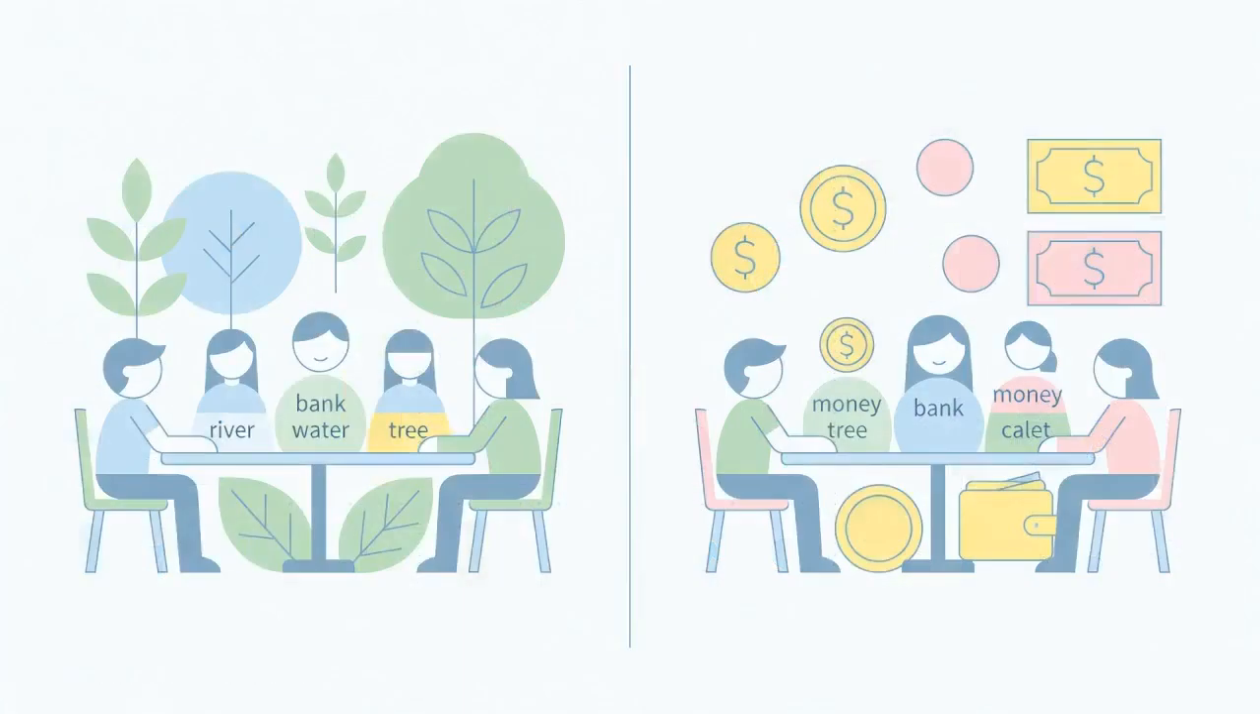Here's the clever part. The same word can sit at a different table depending on the situation. The word bank near river sits with nature words, but bank near money sits with finance words. The vector space captures these different meanings just by where the word is placed.